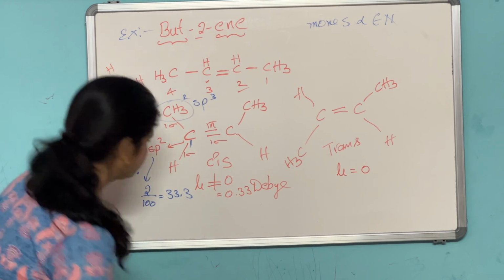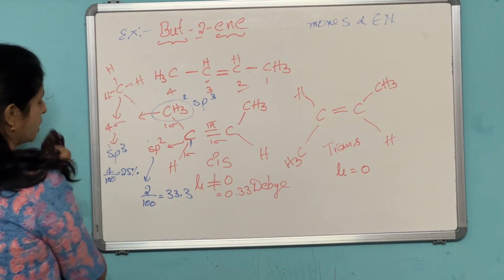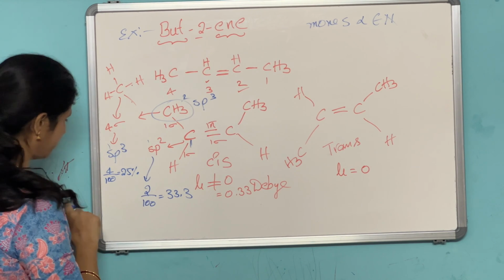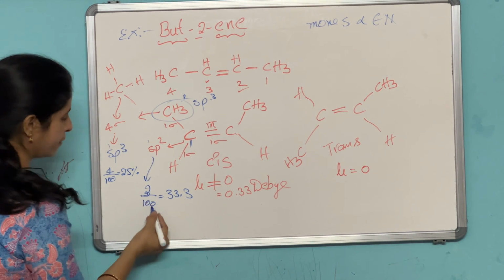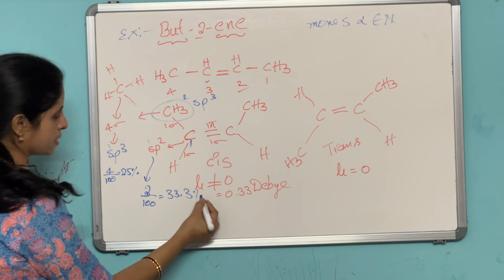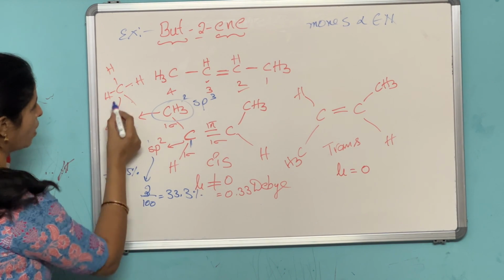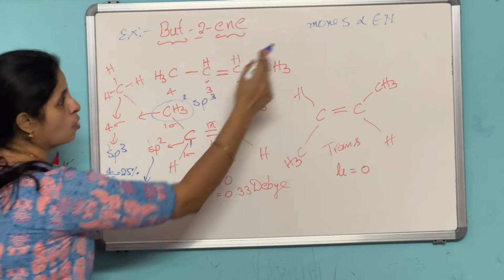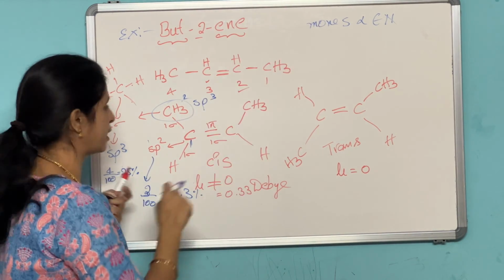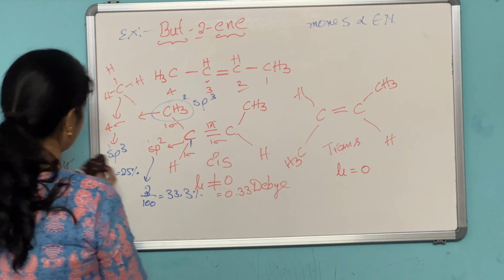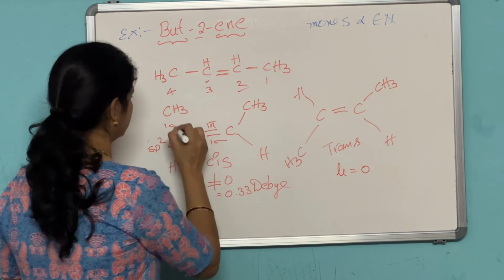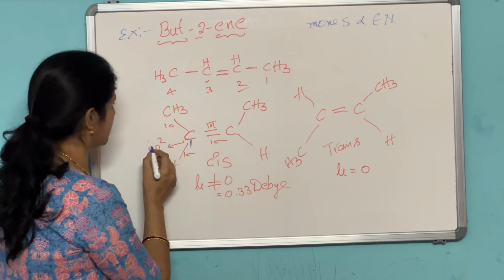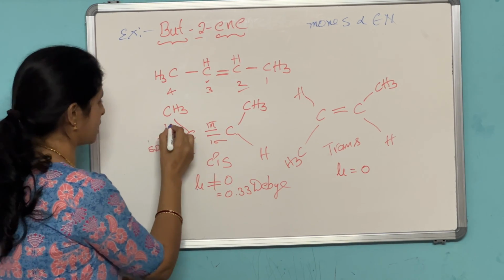I'll clear this one. Here just 3 atoms, no? 3 divided by 100 it is. 3 divided by 100, 33.3% s character. 4 atoms, sp3 hybridization, 4 divided by 100, 25% s character. More s character, more will be the electronegativity. So I'll clear this one first. So here it is the sp2 hybridized carbon and it is the sp3 hybridized carbon.